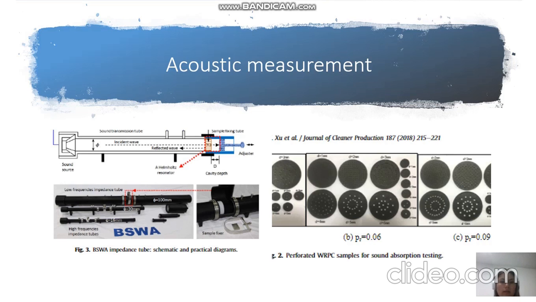The second is acoustic measurement. Following the ISO standard, the transfer function method was used to test the sound absorption coefficients of the perforated samples. An impedance testing and analyzing system was used. The system contains a sound source, a sound transmission tube, and a sample fixing tube.